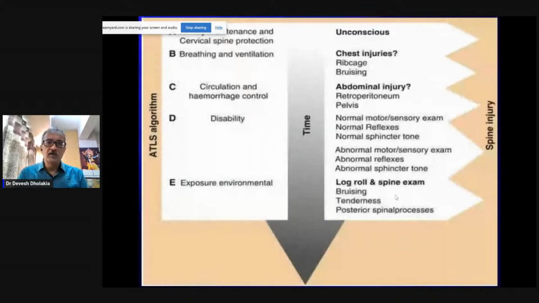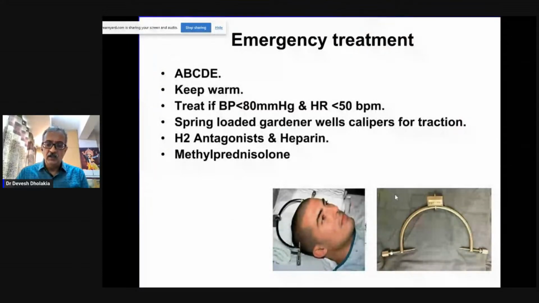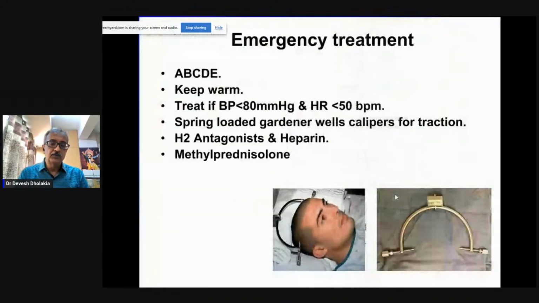So how do you go about it? Once he's received in the emergency treatment, you follow the ATLS ABCDE: A for airway, B for breathing, C for hemorrhage control, D for disability, and E for exposure to environment. Keep the patient warm because they go into hypothermia.